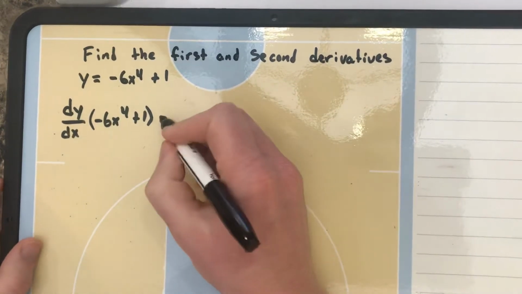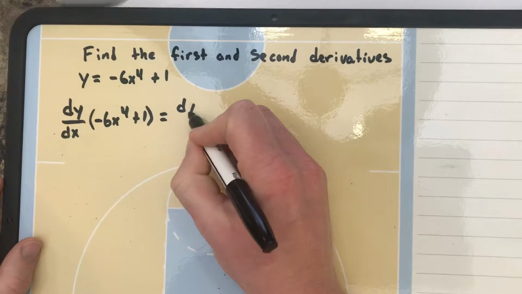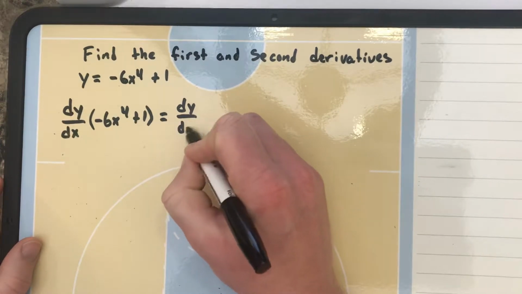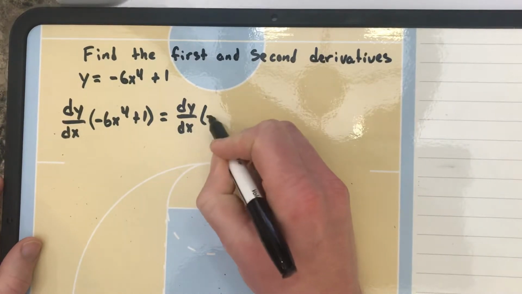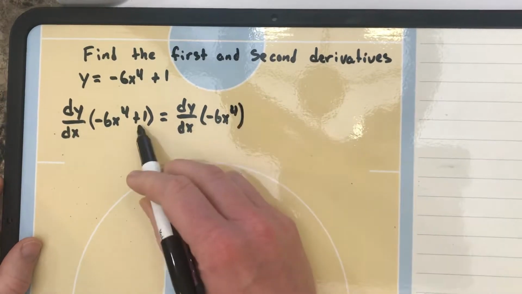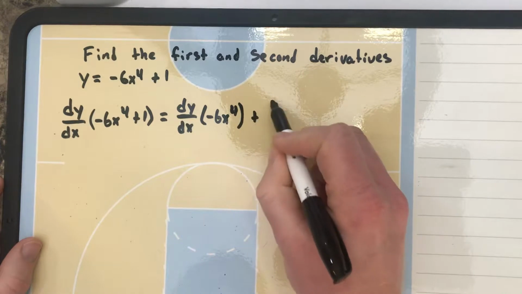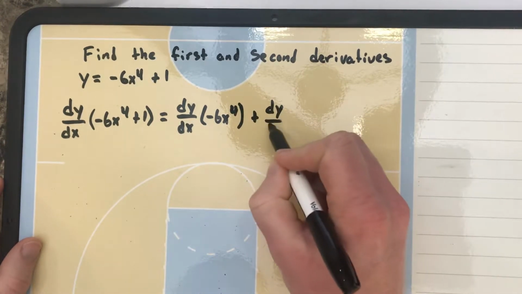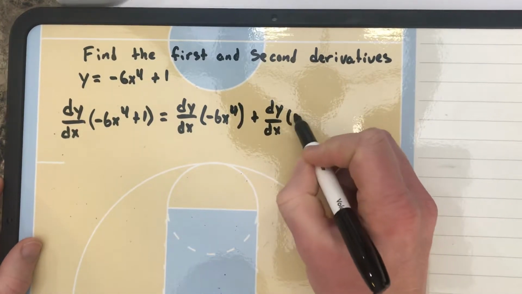How do we use it? We say the derivative of y with respect to x of just the first part, negative 6x to the fourth, and then we're using the sum, so plus the derivative of y with respect to x of 1.